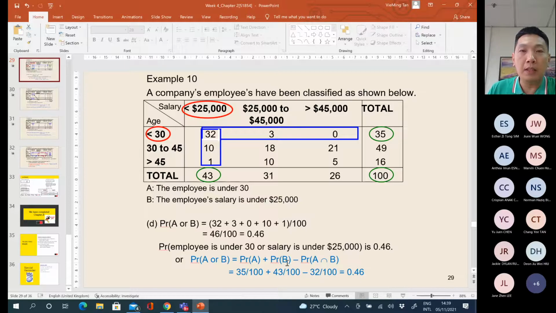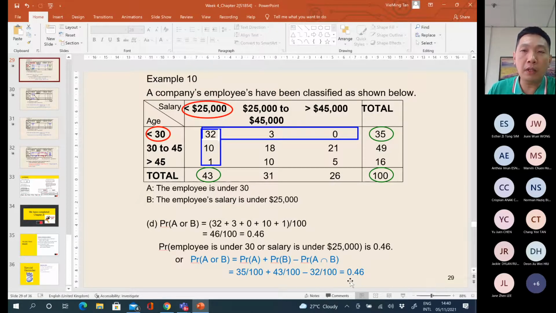Probability B means the chance to choose an employee who has salary below 25,000. So it's 43 over 100, substituted here, from part B just now. A intersect B means the probability that the chosen employee has salary less than 25,000 and also has age below 30. So you go to the intersection cell between this row and this column, which is 32. So substitute 32 to here, which is the N of A intersect B, and 100 is N(S). Then you simplify, you'll get 0.46.